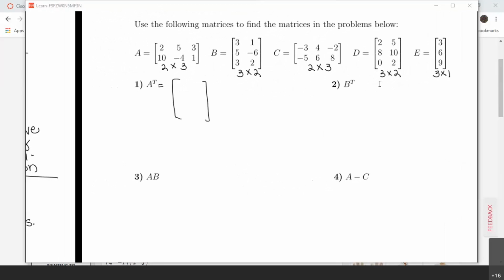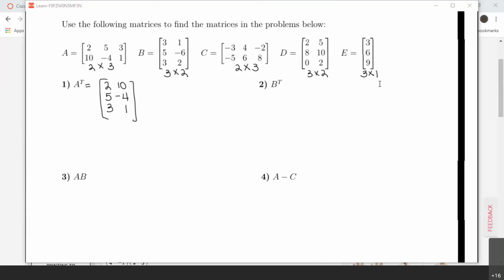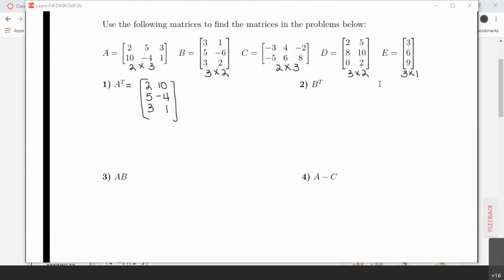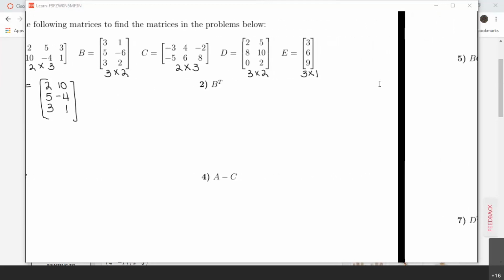Okay, so the first row, 2, 5, 3, becomes the first column. The second row, 1, 0, negative 4, 1, becomes the second column. Really as simple as just doing that. So transposes are fairly easy to do by hand. If you wanted to use Symbolab, I'll show the Symbolab calculator, just so you have something that you're comfortable with.